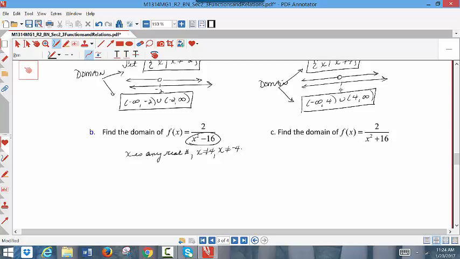Okay? Again, if this does not come to you naturally, then you would go off and say, what makes x squared minus 16 equal to 0? You would factor this, and then you would set each factor equal to 0, and you would come up with these two values. So that's how you would get the 4 and the negative 4.